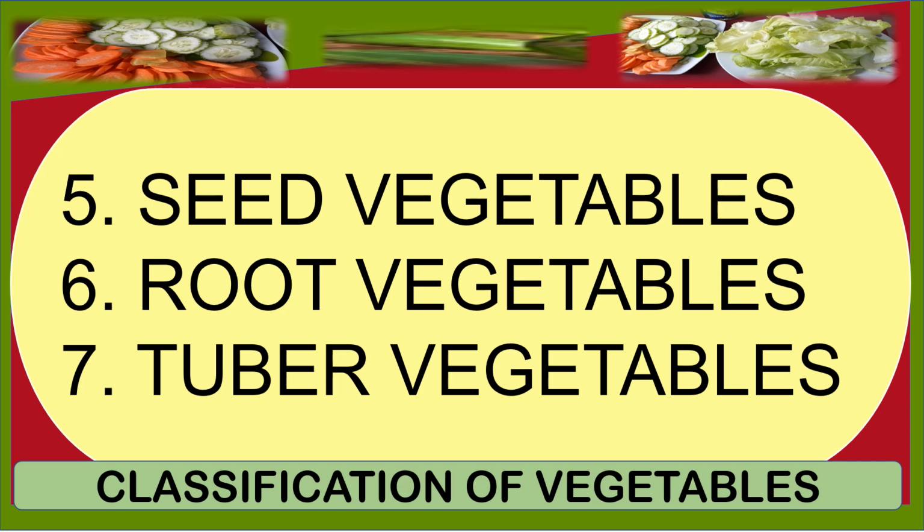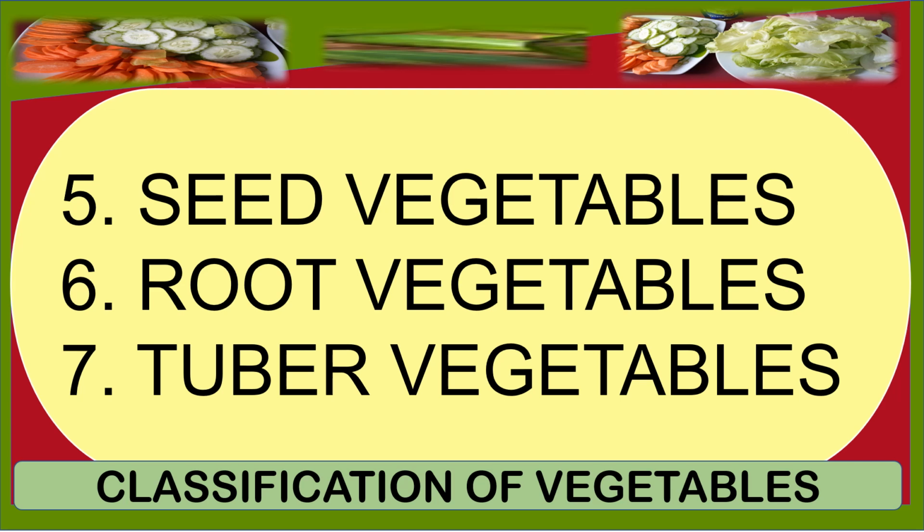Number 6, the root vegetables. This category includes plants in which roots are edible and used as vegetables. These are usually long, round and swollen taproot. Examples of these are the beet, carrot, radish, the horseradish, the turnip.